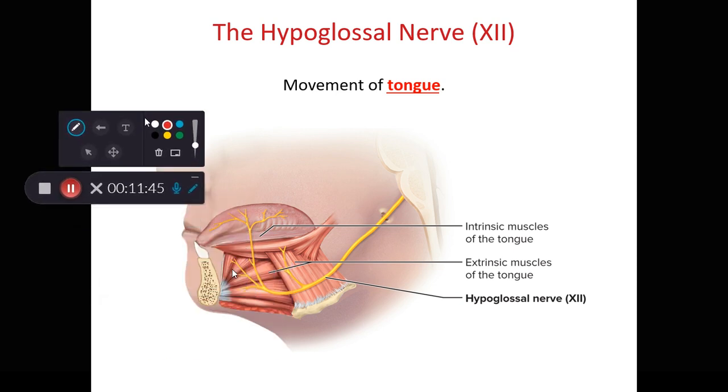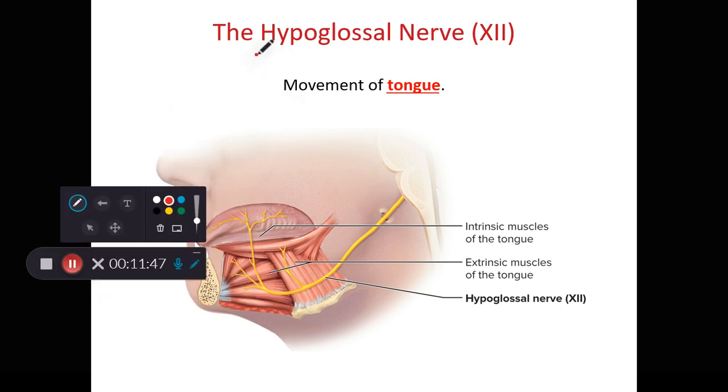As we look at cranial nerve number 12, the hypoglossal nerve. Hypo means below. This nerve is going to go to the bottom of the tongue. Glossal refers to tongue. So it's the below tongue nerve, the hypoglossal nerve. It allows for us to move the tongue. And that is cranial nerve number 12.